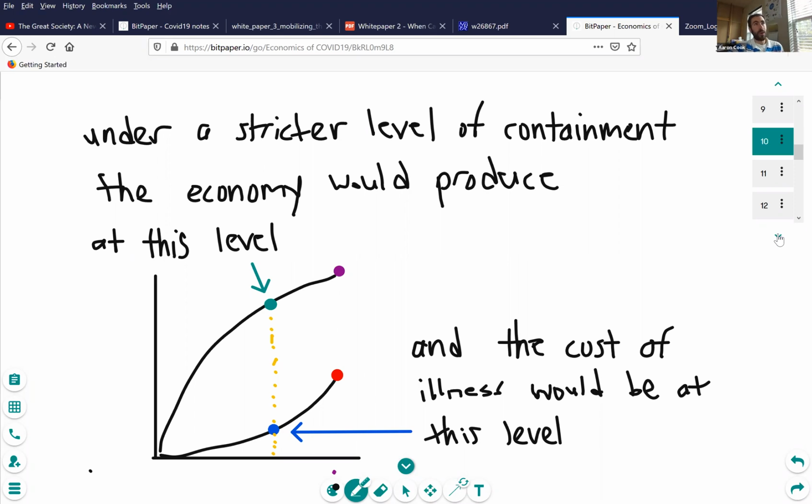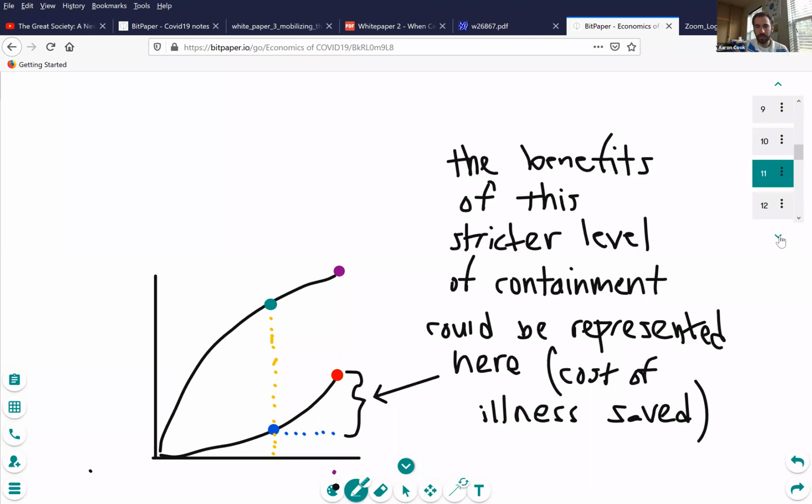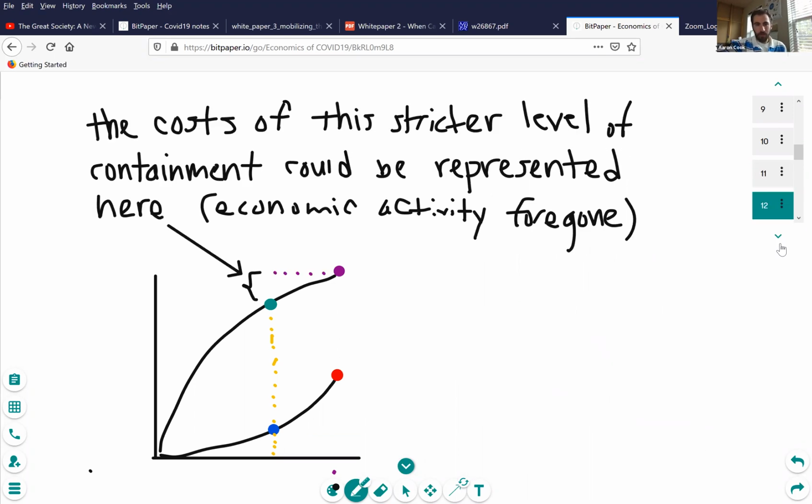And so I think the right way to think about these costs and benefits is the economic benefits being the cost of illness and death that's avoided and saved by having stricter containment. So that's the vertical distance between the red dot and the blue dot. That's how I'm thinking about the benefits, as the avoided illness and avoided death as a result of the containment, and the value of that. And then the cost of that containment would be the vertical distance between the purple dot and the teal dot, where the teal dot represents the new level of economic activity, and the vertical distance represents the difference between the business as usual amount of economic activity and the new containment regime.